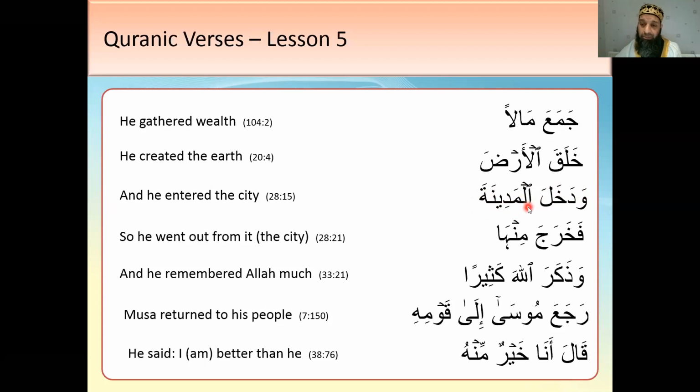What would the translation be if it said wadakhala al-Madinatu? If it said Madinatu, what would it mean then? In Medina? Nope. Who entered in Medina? Al-Madinatu.